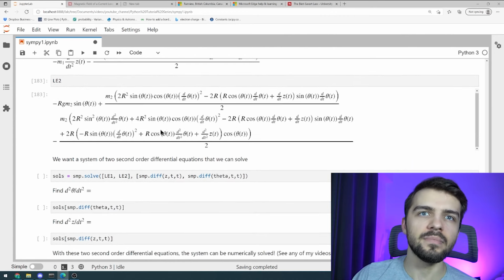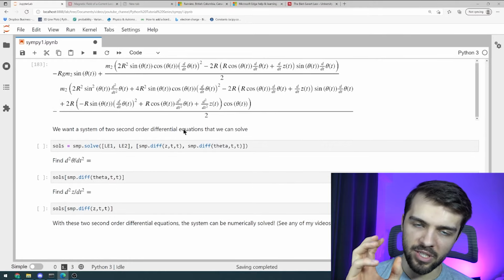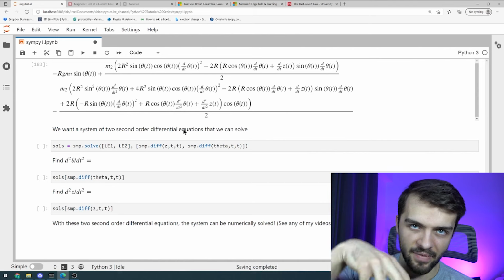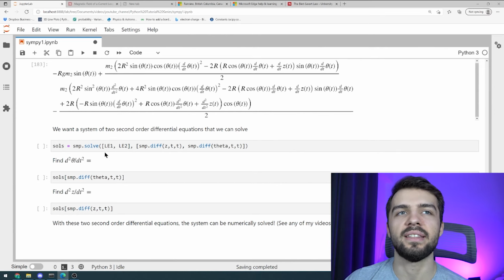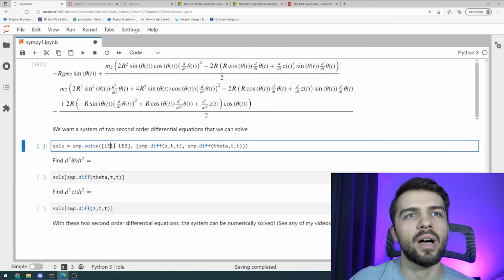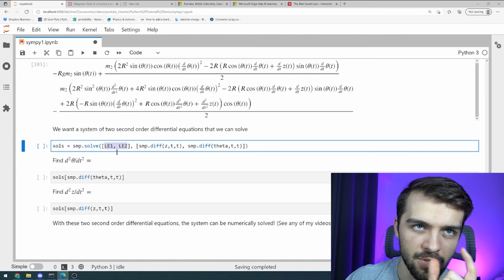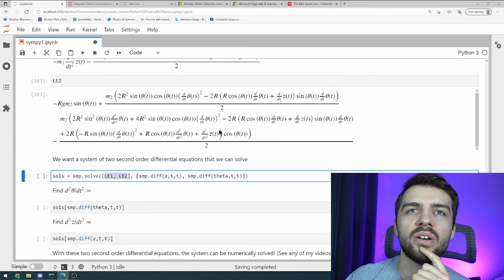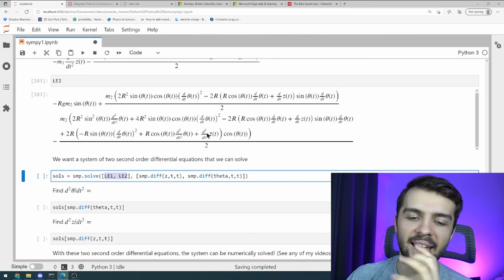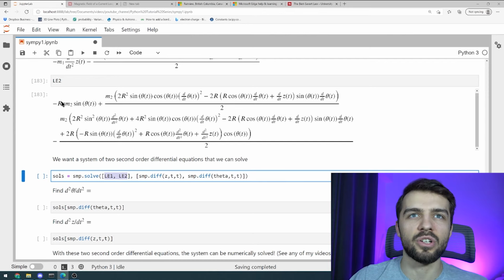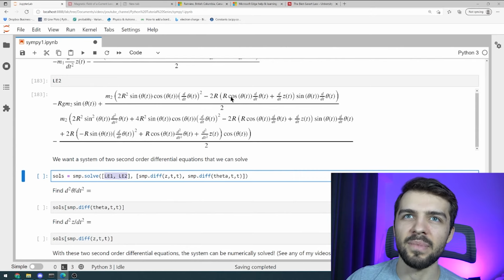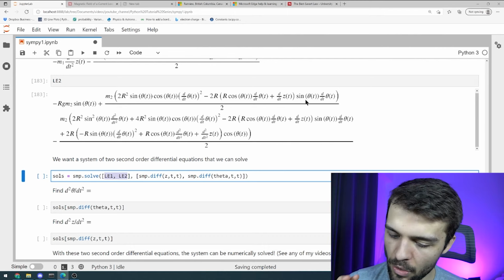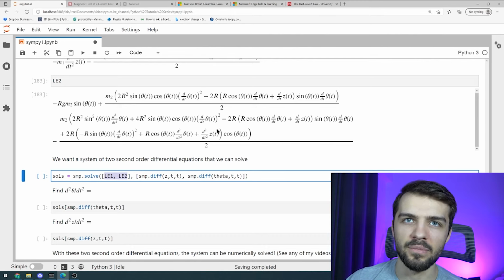If I get my solutions, maybe I want to find what d squared z/dt squared is and d squared theta/dt squared is. Because if I have my differential equations expressed in terms of the second order derivatives, then I can sort of solve them. So here I'm saying, well, I want to solve these two equations, and I want to solve for the second order derivative in z. And like I said, Lagrangian mechanics guarantees that as complicated as these expressions are, for example, here the first derivative of theta is squared, there's cosine of theta and whatever, but the second order derivative will always show up as a linear factor. Shows up as a linear factor here in theta and z.